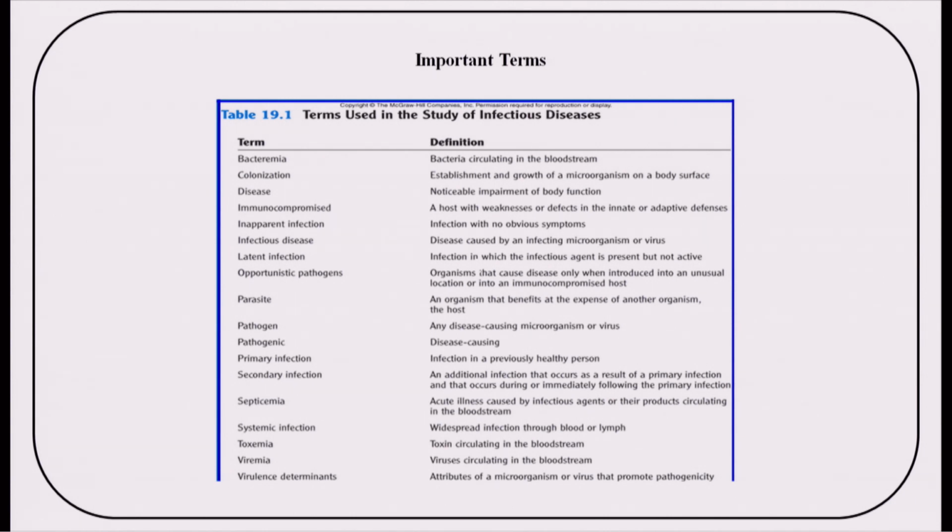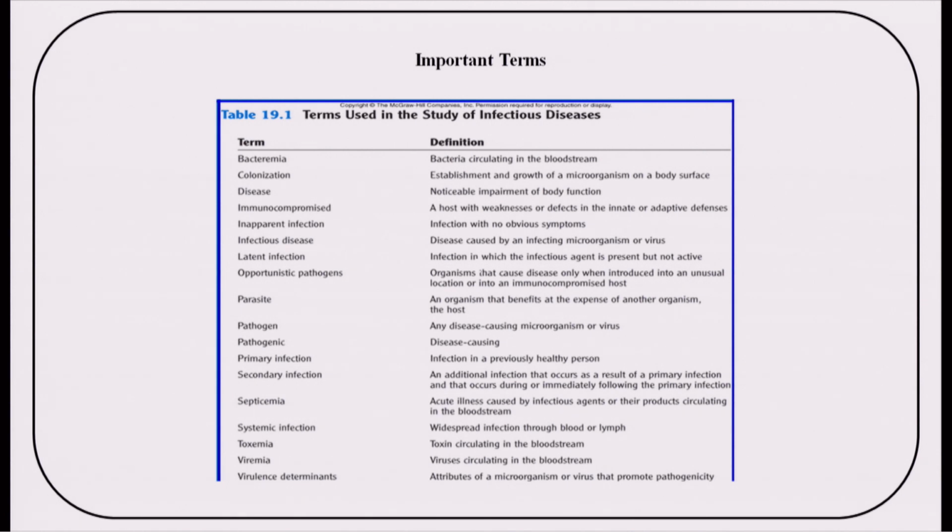Immunocompromised conditions and infectious diseases we discussed in detail. Latent infection is an infection in which the infectious agent is present but not active. A typical one is varicella zoster, which may remain latent for decades in the body, and also some viruses like HIV, hepatitis B and hepatitis C, which are latent, and once they become active or replicate, the infection starts. Till that time the patients are usually carriers.